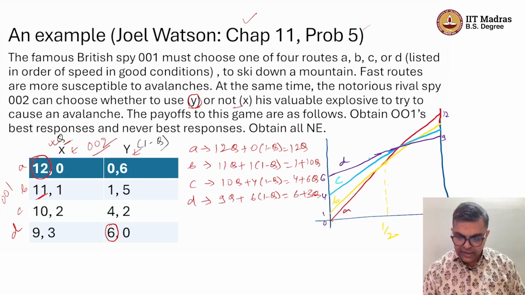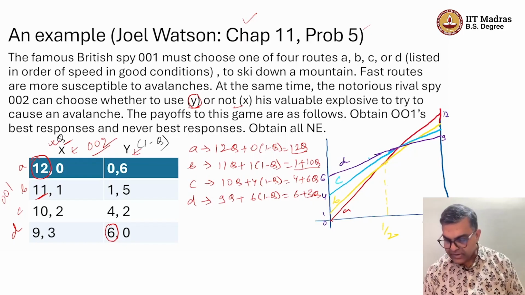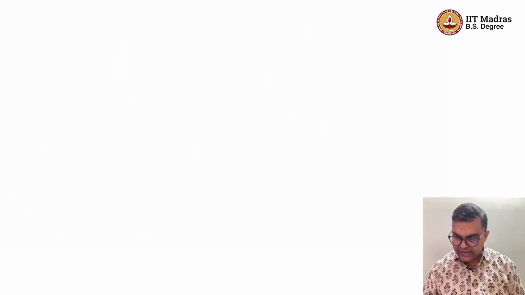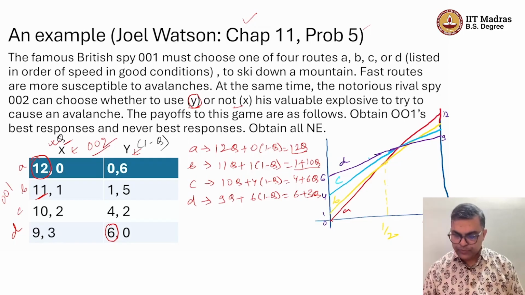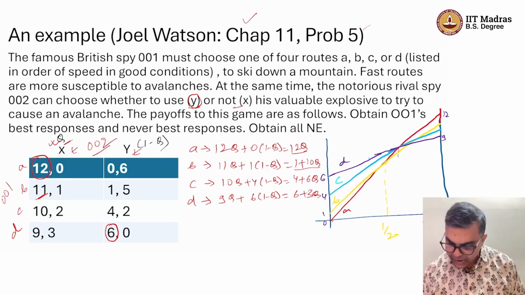So to save time, I have plotted the payoff from A, that is 12Q, given by red color, B, 1 plus 10Q, given by blue color, and C, that's 4 plus 6Q, navy blue color, and D, 6 plus 3Q, purple color, versus Q. On the y axis we have Q, and so we can see from this graph it is very clear. This point is, you should check, 2 by 3.